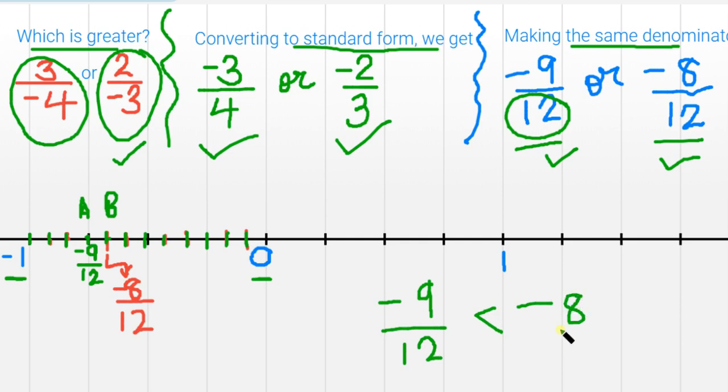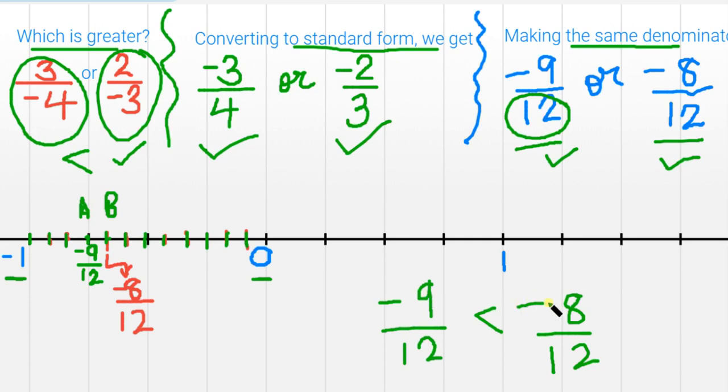If I go back to the original rational numbers, it ultimately means that minus 3 upon 4 is smaller than minus 2 upon 3, which means 3 upon minus 4 is smaller than 2 upon minus 3. So what should be the answer to my question? The answer is that 2 upon minus 3 is the greater rational number. By using this method, we can compare and represent any two given negative rational numbers by using the number line method.